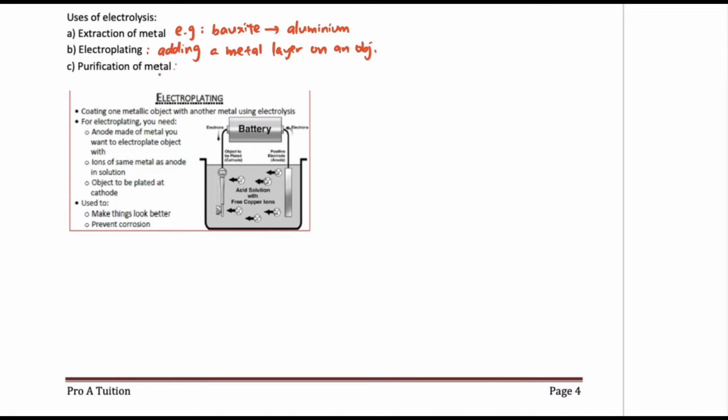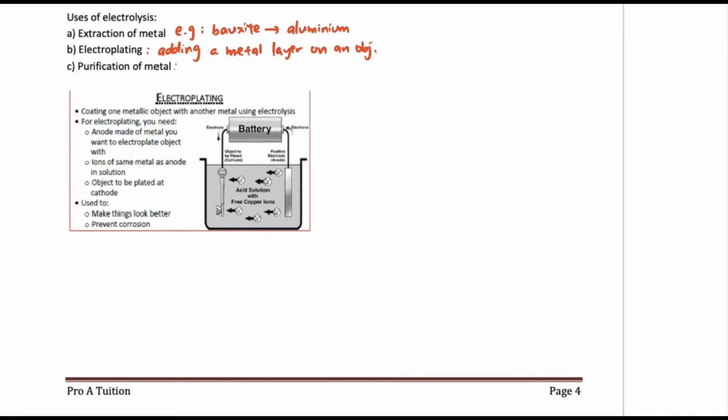Okay, now C, purifications of metal. This is kind of direct. The metal is impure. You put it in the electrolysis, the electrolytic cell, then you will eventually get a pure metal. Of course, in details how we do it, we will take a look. So let's look at the subtopic here.